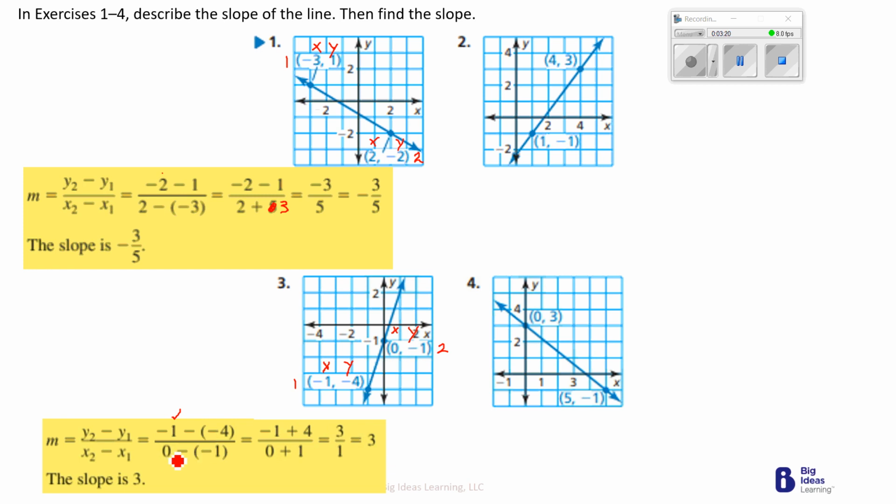Then over here we have a 0 for x, right? Right there we have the 0, and we're subtracting negative 1. Subtracting negative 1 is negative times a negative, that's a positive. So we'll have 0 plus 1, which is 1, and 3 divided by 1 is 3. The slope is 3. All right, you have number 4 to do.